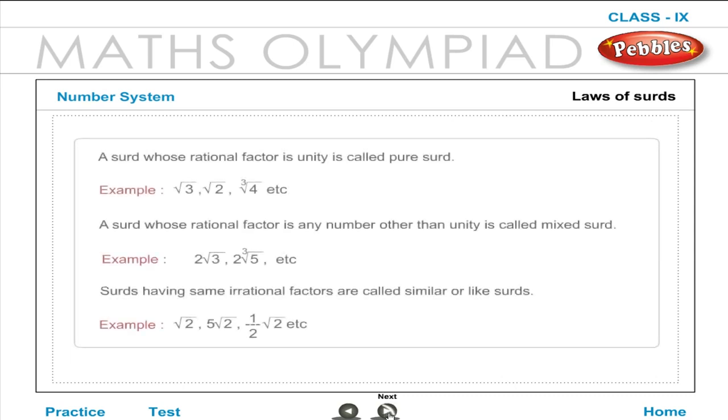A surd whose rational factor is unity is called a pure surd. Example: root 3, root 2, cube root of 4, etc. A surd whose rational factor is any number other than unity is called a mixed surd. Example: 2 root 3, 2 cube root of 5, etc. Surds having the same irrational factors are called similar or like surds. Example: root 2, 5 root 2, 1 by 2 root 2, etc.